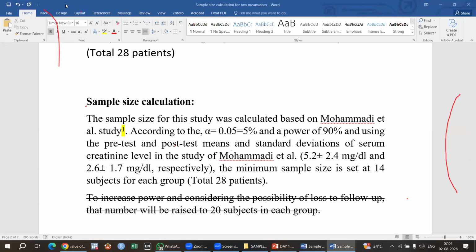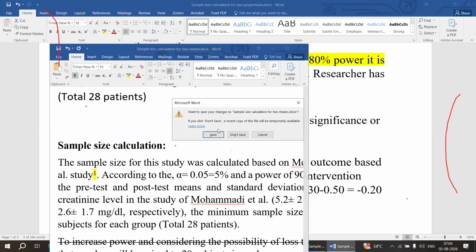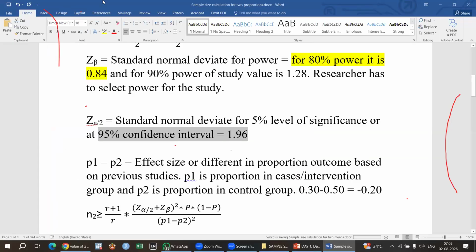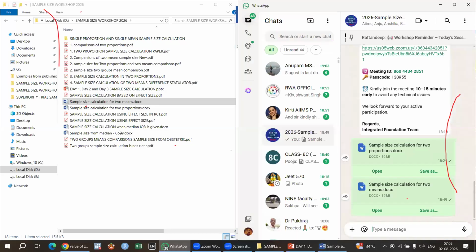So what you have to do? You have to do practice. But before practice, you have to understand each and everything. Then you can do practice. Oh, I have to save it. Then I have to send you this file. Okay. No issue. This is the edited file.